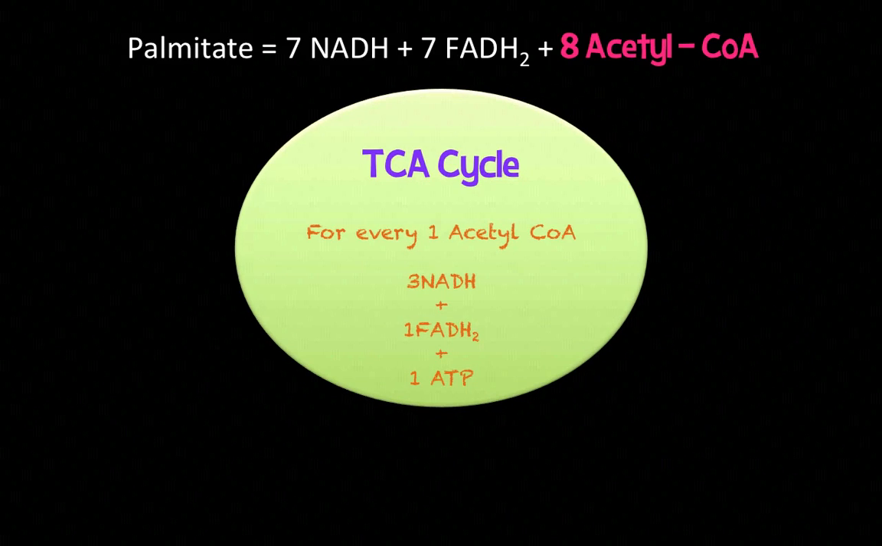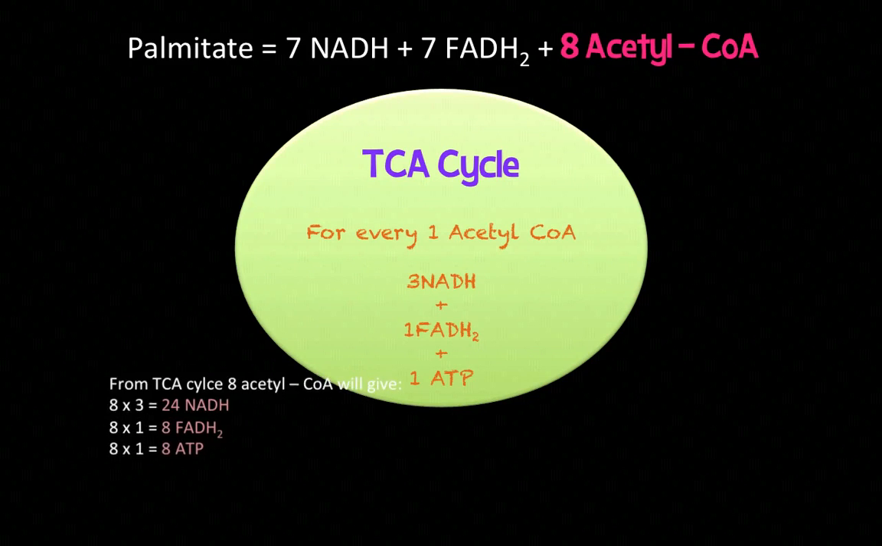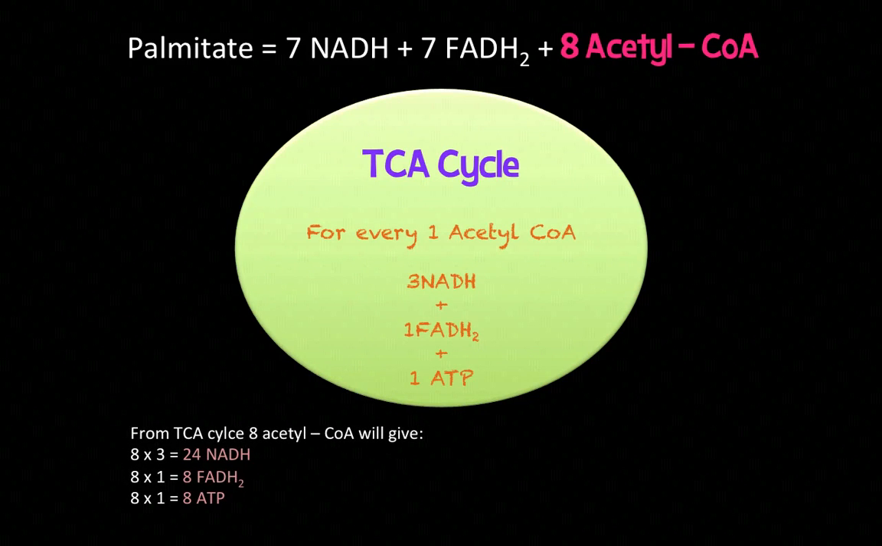Alright, so we need to understand what's going to happen to the acetyl-CoA. What's next? Well, each acetyl-CoA is going to enter the TCA cycle and go through a round of the TCA cycle. So for every 1 acetyl-CoA entering the TCA cycle, you're going to get 3 NADH, 1 FADH2, and 1 ATP. So if it's 8 acetyl-CoA molecules entering the TCA cycle, you're going to get 24 NADH, 8 FADH2, and 8 ATP.